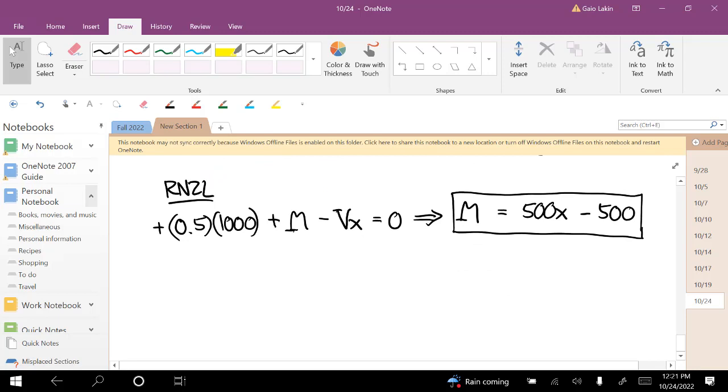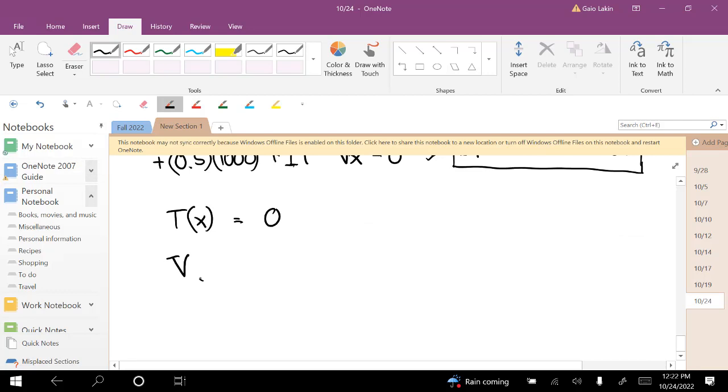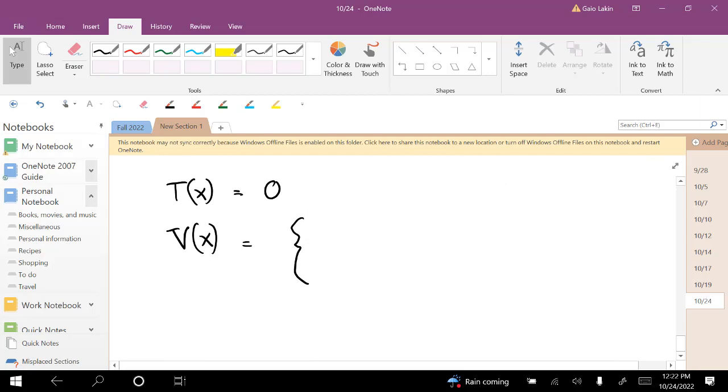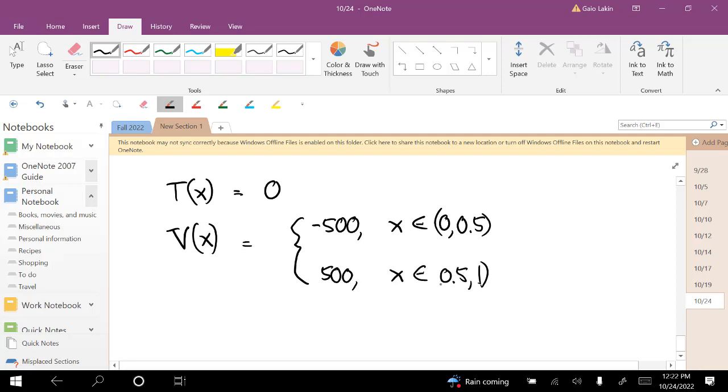And so what we got overall is, for this whole beam where x equals 0 represents the left end and x equals 1 represents the right end, T of x is 0 everywhere. That's not too interesting. V of x is a piecewise function that's negative 500 for x between 0 and 0.5 and positive 500 for x between 0.5 and 1.